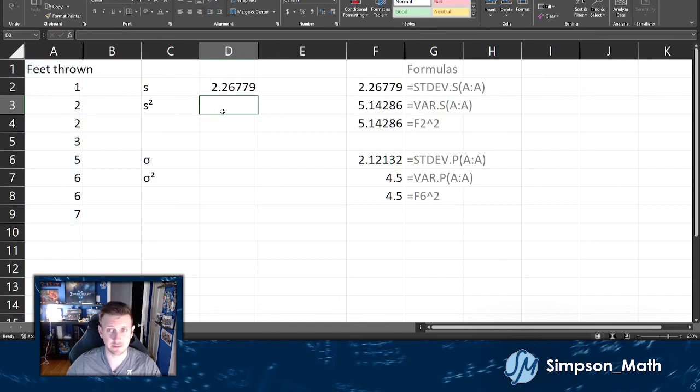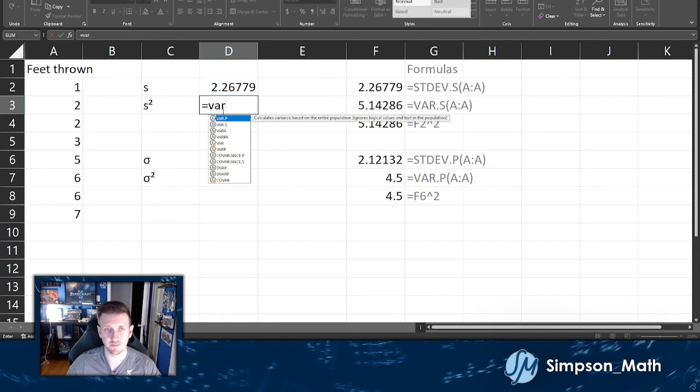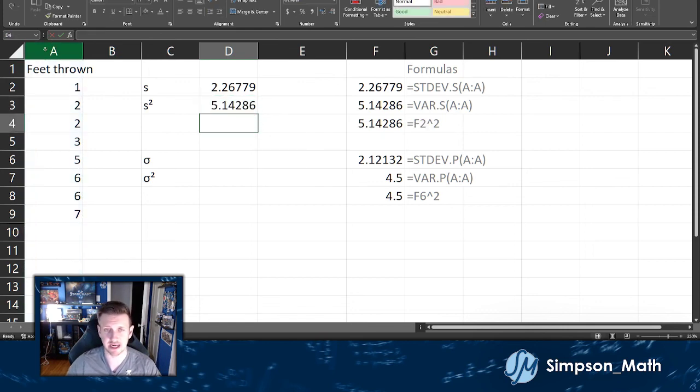So that's that one. Then there is a variance formula, so I can just say equal to, and you remember the equal starts the function. So equal to VAR, and then we're going to do VAR.S. You can also double click if you have a mouse, and then click on A to get A to A. I might not need to do the variance, because I could just square my standard deviation. So I'm going to just say equal to this number, and then caret 2 to square it.